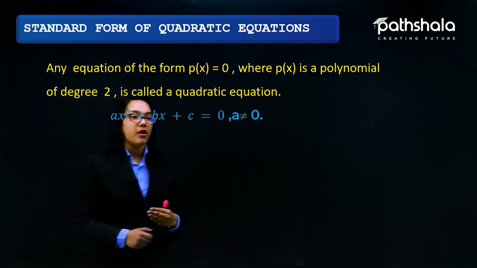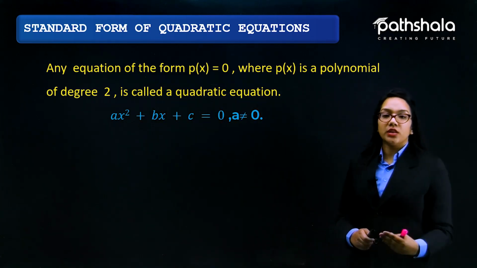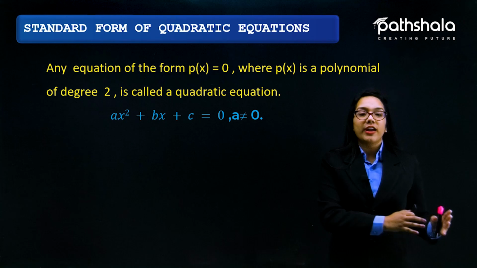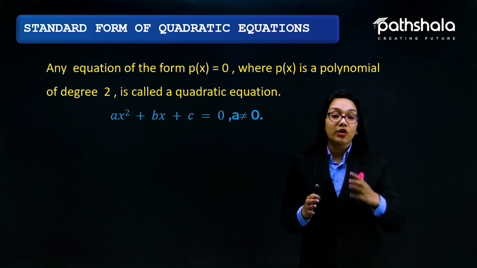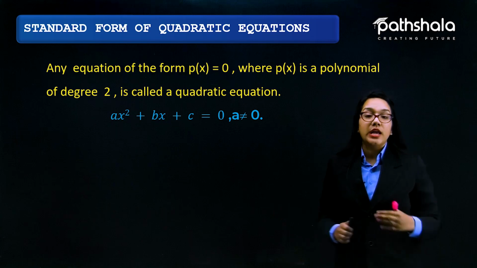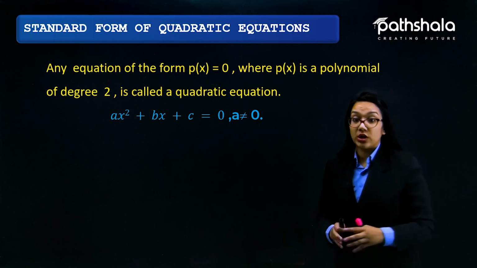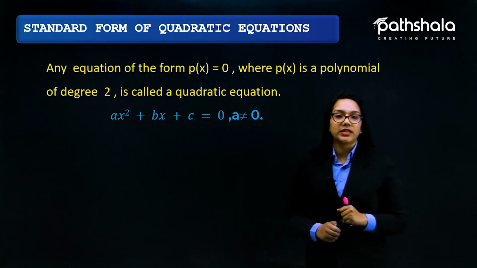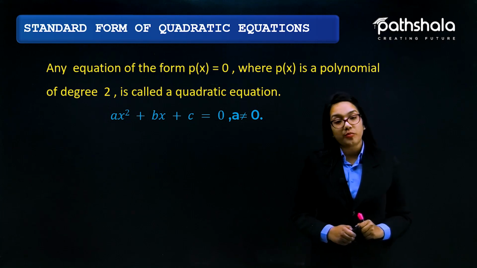So always remember, whenever we are talking about a quadratic equation in the form ax square plus bx plus c is equal to 0, where we have taken the descending order of the degree of the variable x and arranged the terms in such a pattern, such a formation is called the standard form of the quadratic equation. So always remember, ax square plus bx plus c is equal to 0 is called the standard form of the quadratic equation, with the condition that a cannot be equal to 0.